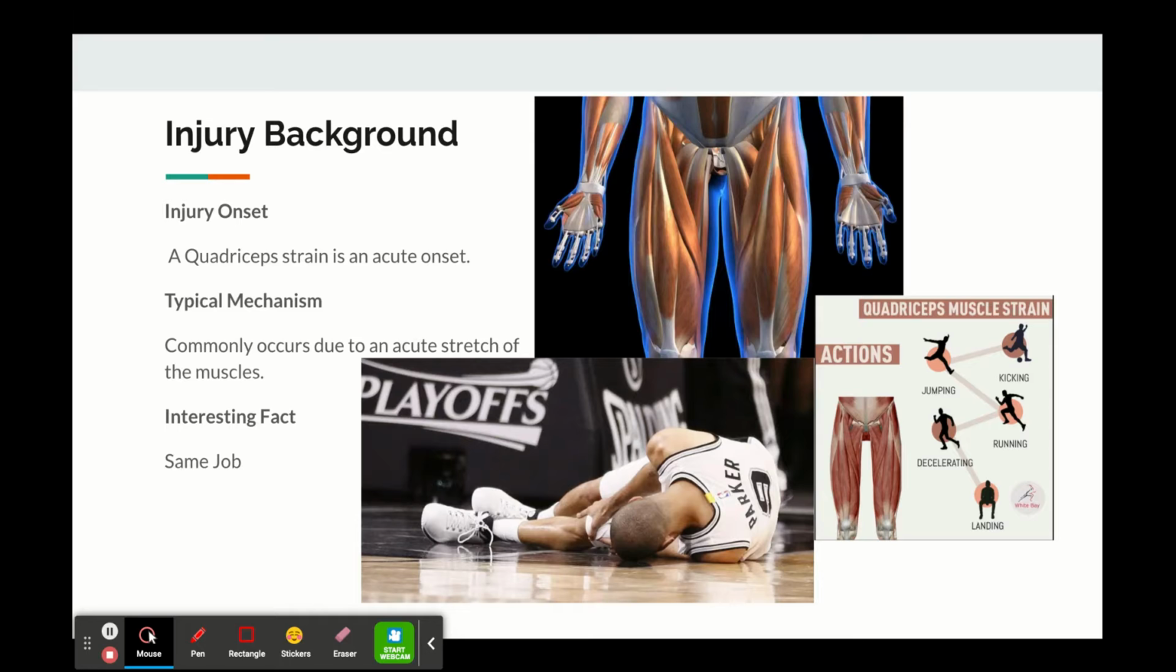One interesting fact would be all four parts of the quad do the exact same job. Every single one, the exact same thing.